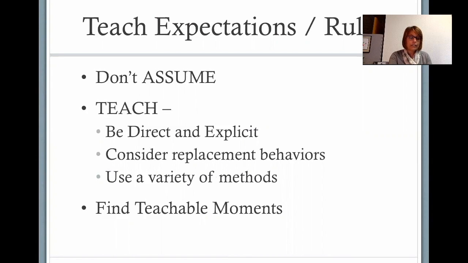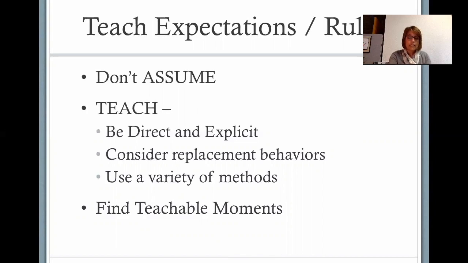After defining or developing expectations and rules, we need to teach them to students. Again, you can't assume students know how you want them to behave. You need to teach exactly what you want them to do. Teaching replacement behaviors gives students a more appropriate way to get what they want, to meet the function of their behavior. Use naturally occurring opportunities to teach behavior.